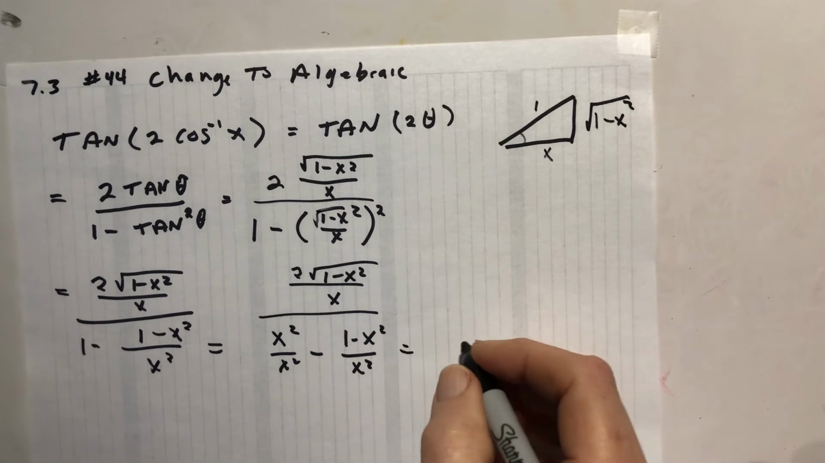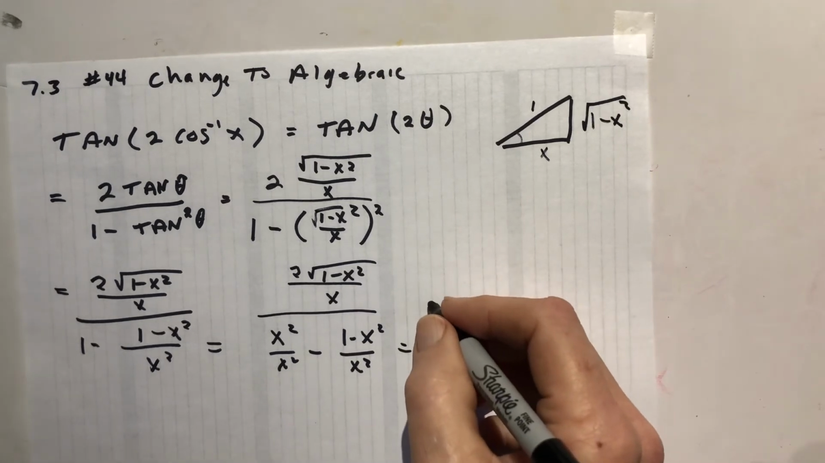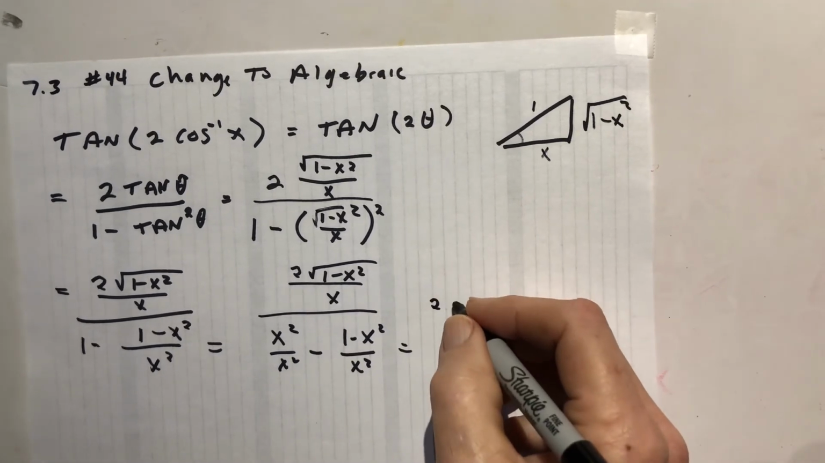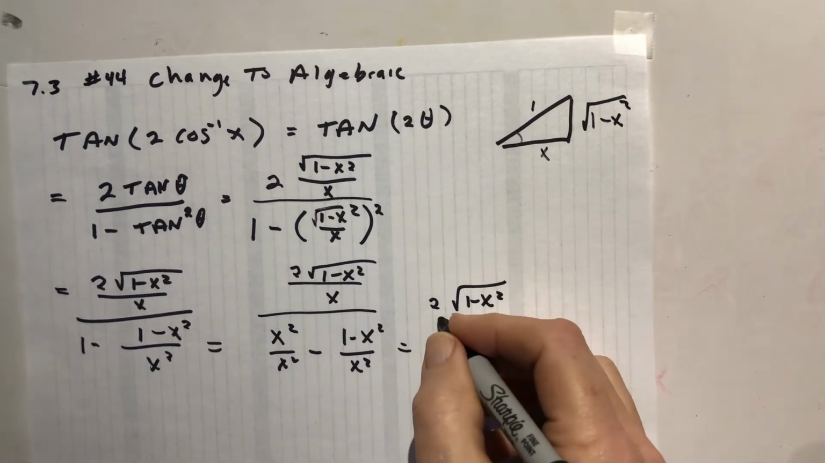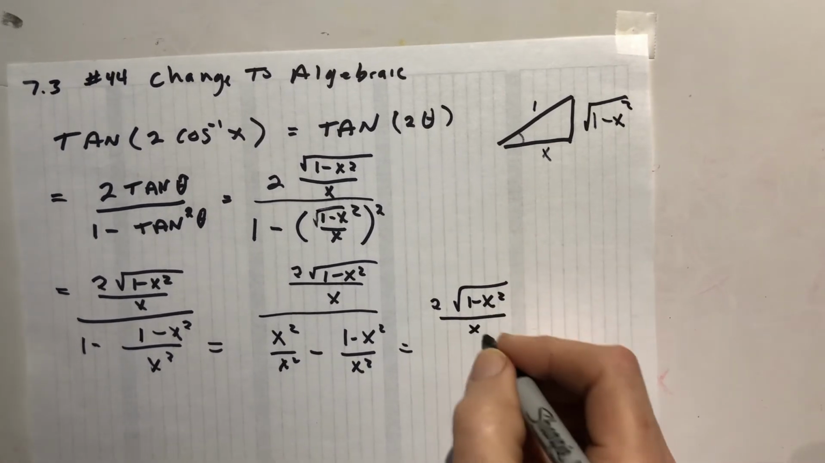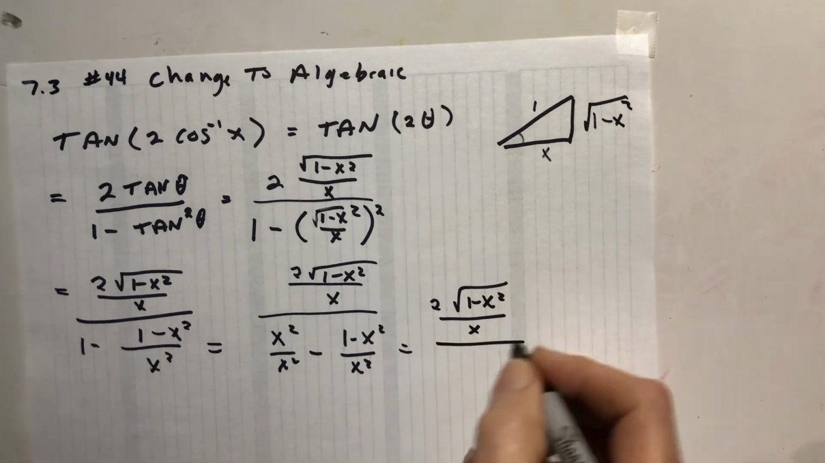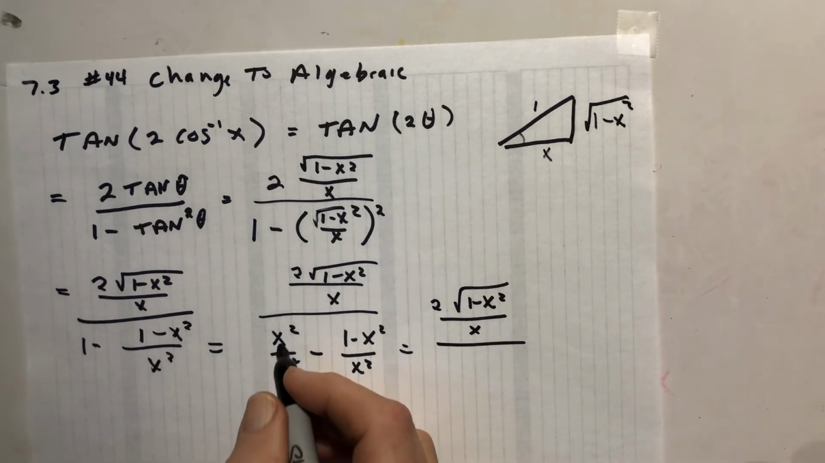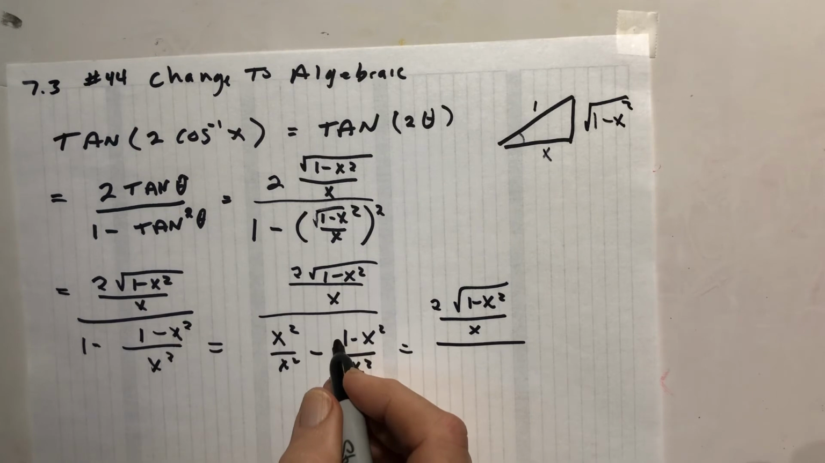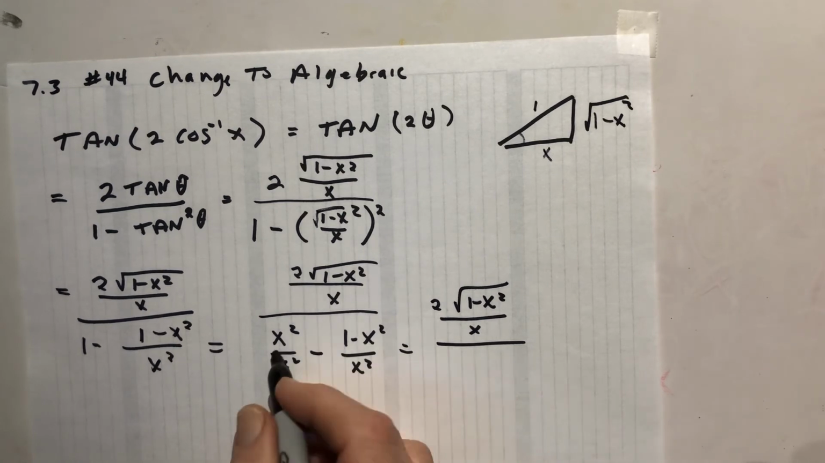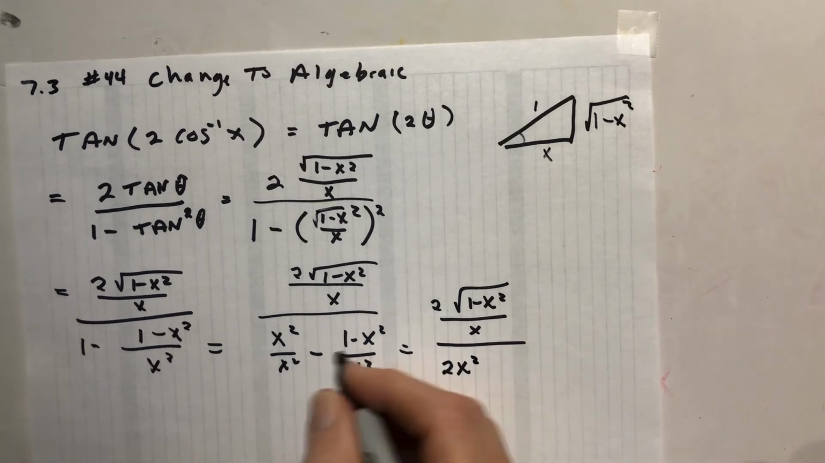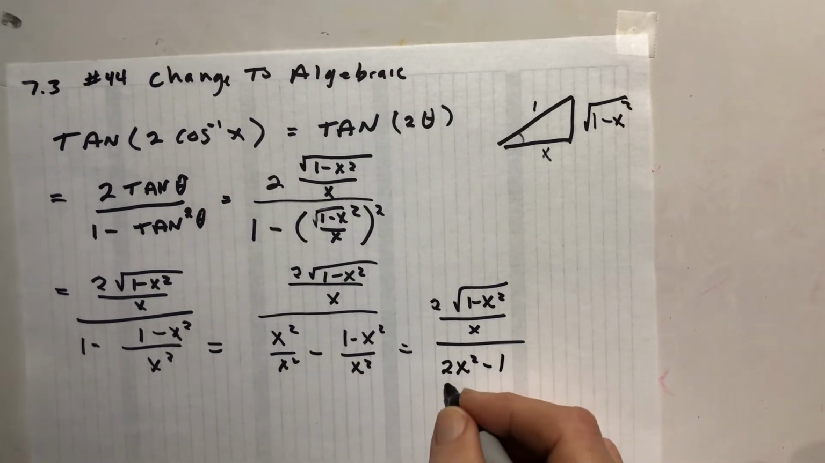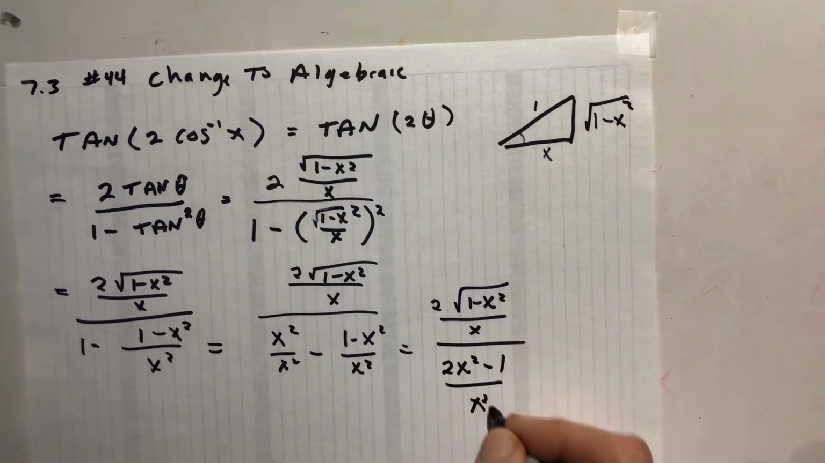So on top we still have 2 radical 1 minus x squared over x. And the bottom now, this will become a negative 1, and this will become a positive x squared, so there's 2x squareds. And that 1 becomes a negative over x squared.